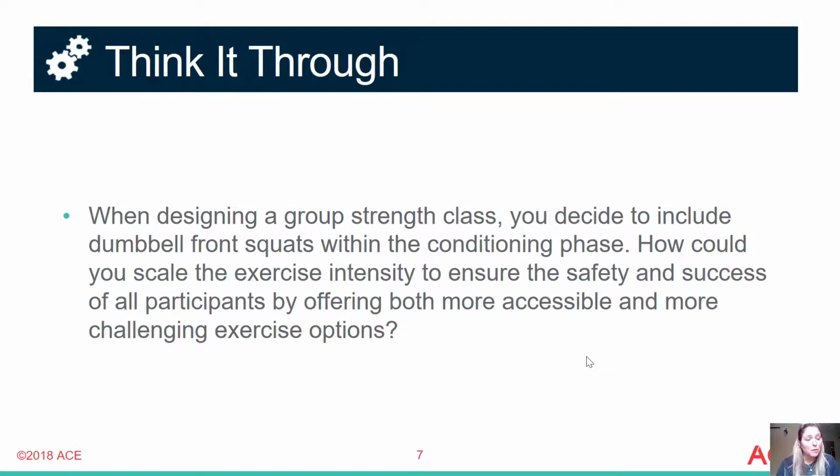Some scaling options for regressions could include reducing or removing the load, decreasing the lever length by placing your hands on your hips, and even decreasing the range of motion of your squat. Scaling options for offering progressions could include increasing the load, increasing the speed of the movement within reason, and increasing the range of motion of your squat.